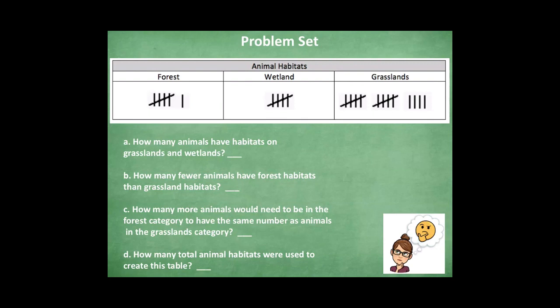A, how many animals have habitats on grasslands and wetlands? B, how many fewer animals have forest habitats than grassland habitats? C, how many more animals would need to be in the forest category to have the same number as animals in the grasslands category? And D, how many total animal habitats were used to create this table? Pause the video to answer these questions and then press play when you're ready to check your answers.